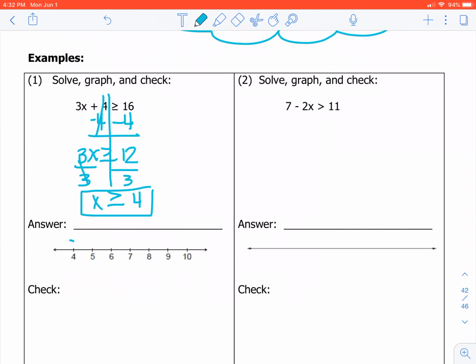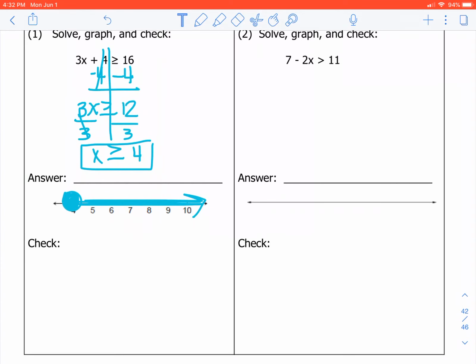So when I go to graph this, remember we're going to put our circle on 4. This is going to be filled in because there is a line underneath that. I'm going to put the circle at 4. X has to be bigger than or equal to 4, so that means I'm going to shade all the numbers that are greater than or equal to 4.